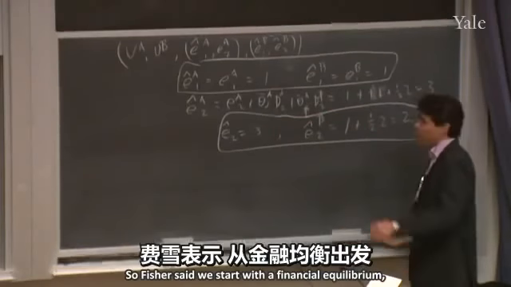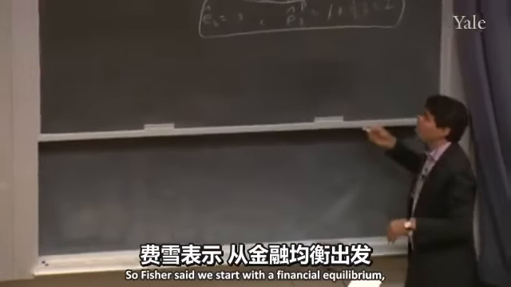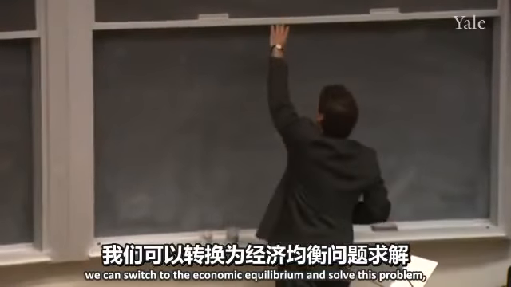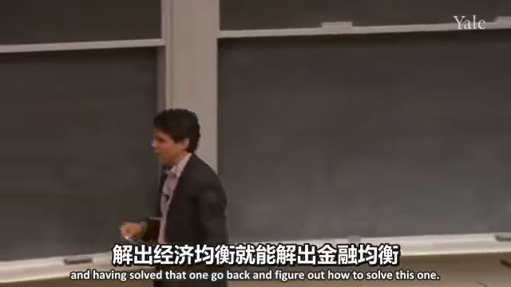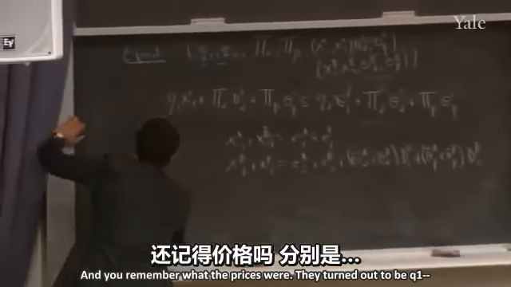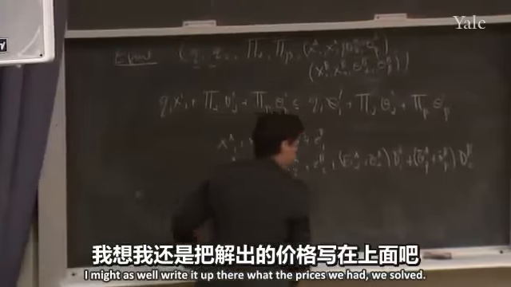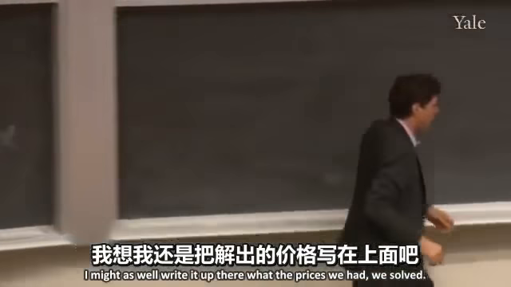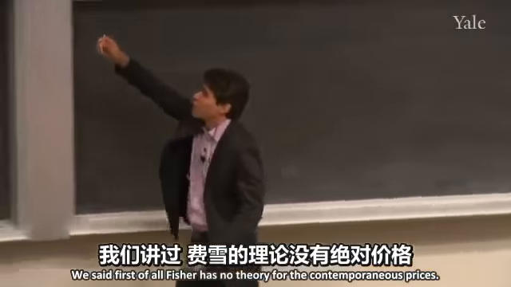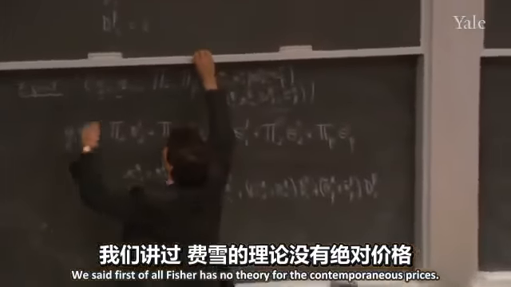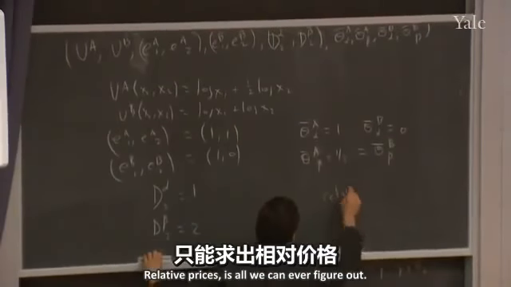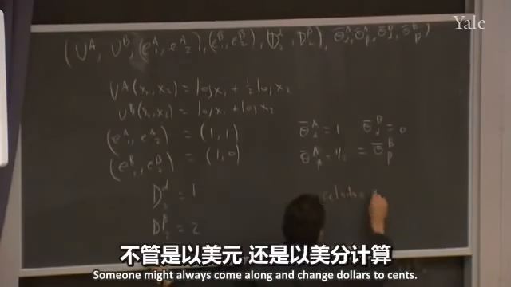Okay, so Fisher said, we start with a financial equilibrium, we can switch to the economic equilibrium and solve this problem, and having solved that one, go back and figure out how to solve this one. And you remember what the prices were. They turned out to be Q1, I might as well write it up there, what the prices we had, we solved. We said, first of all, Fisher has no theory for the contemporaneous prices. It's all relative prices. I'm going to write that. Relative prices is all we can ever figure out.